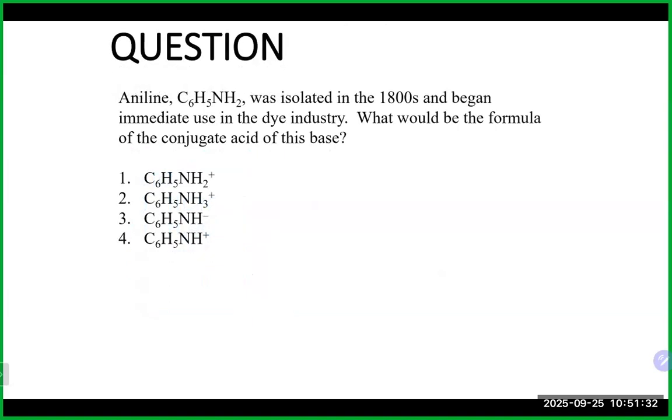Take a look at this one. Aniline was isolated in the 1800s. What would be the formula of the conjugate acid in this case?